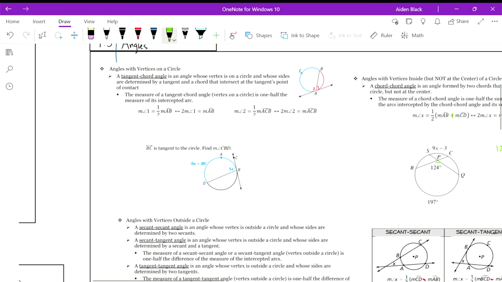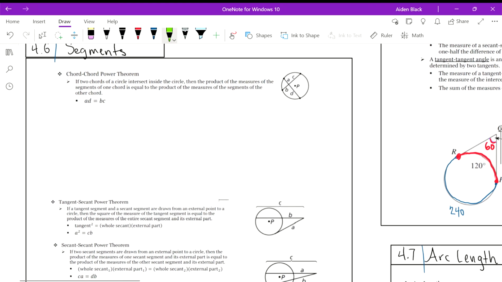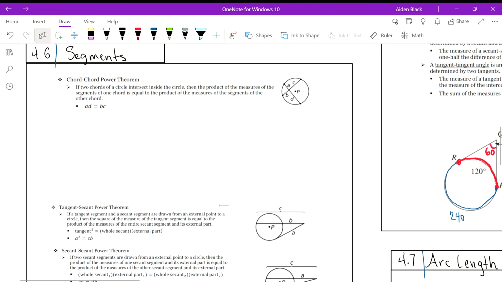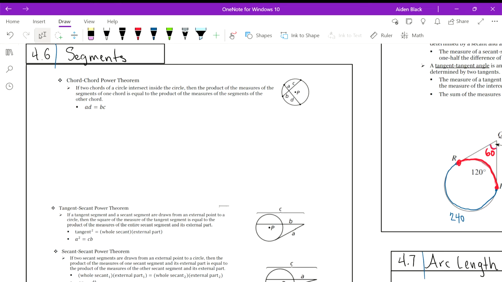So that was 4.5. We learned in 4.6 probably the most tough things you had to learn. Chord power theorem being one of them, especially if you have segments that were more than one term. For example, if you had x plus 2 for this segment and then you had x. If you had 10 right here and let's say 3.